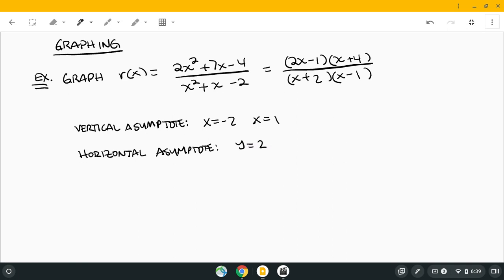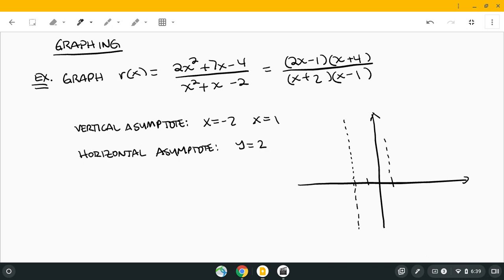All right. Okay, so let's go ahead and graph those. All right, x equals -2. X equals 1. Y equals 2. Okay, so now to figure out the rest of the graph.